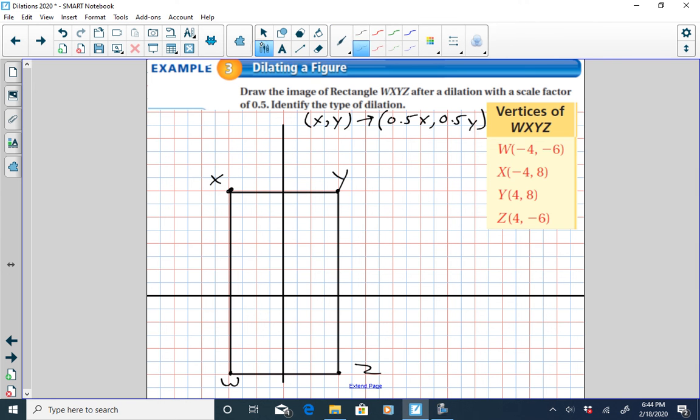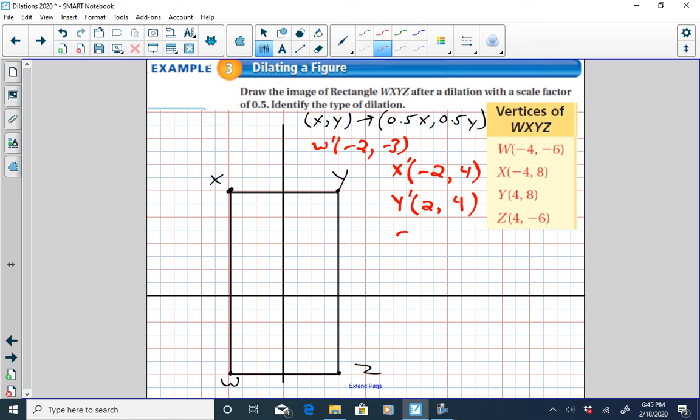The image after dilation. Well, let's use our rule. W prime is located at what? Half of negative 4 is negative 2. Half of negative 6 would be negative 3. Then we have X prime, half of negative 4 is negative 2, half of 8 is 4. Y prime, half of 4 is 2, half of 8 is 4. And Z prime, half of 4 is 2, half of negative 6 is negative 3.